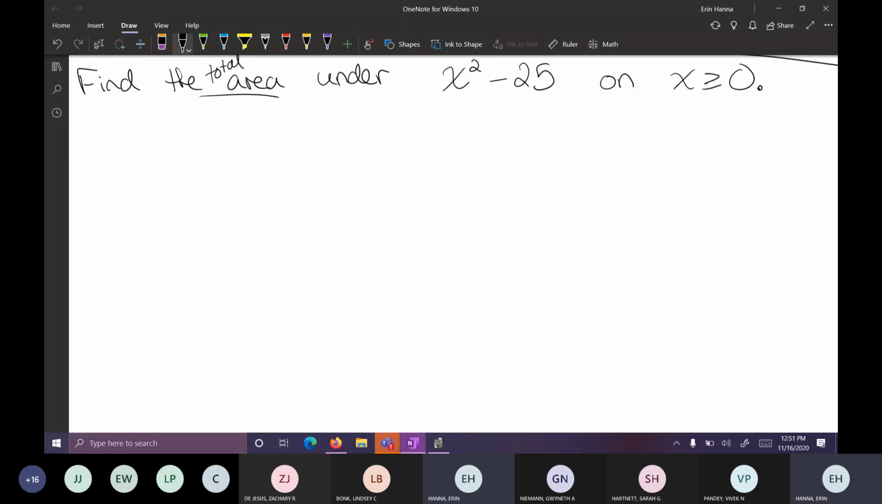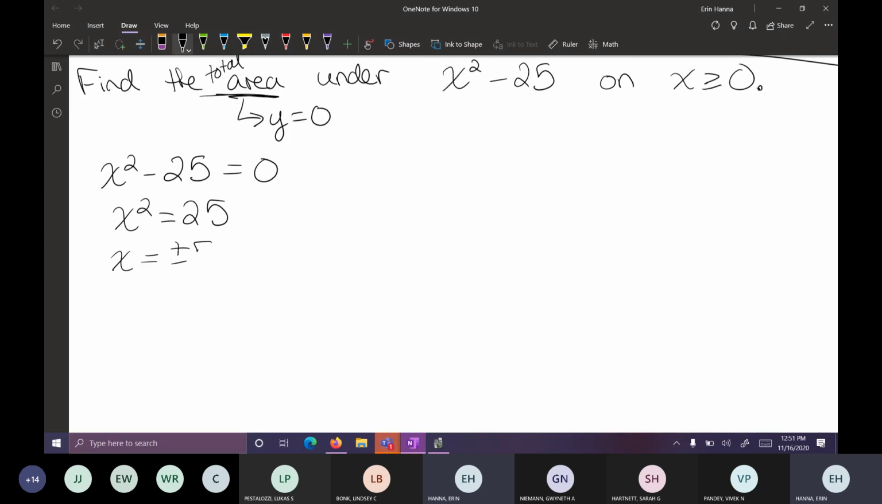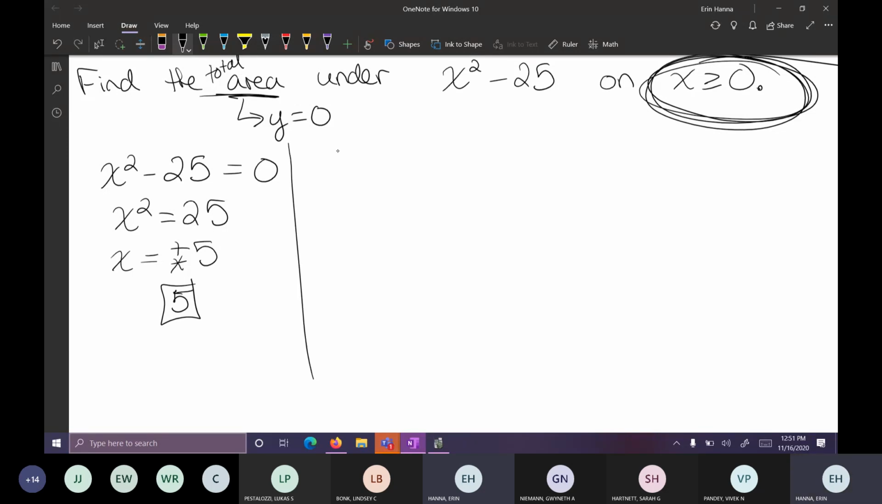Here the total area essentially means we're working with y equals 0, so you have to find where they intersect. Technically, we'll get positive or negative 5 when we square root it. We're given x is greater than or equal to 0, so we don't care about the negative. We only care about positive 5. Since we're not given a full interval and not told where to stop, we're going to stop at that intersection point and make it our stopping point.